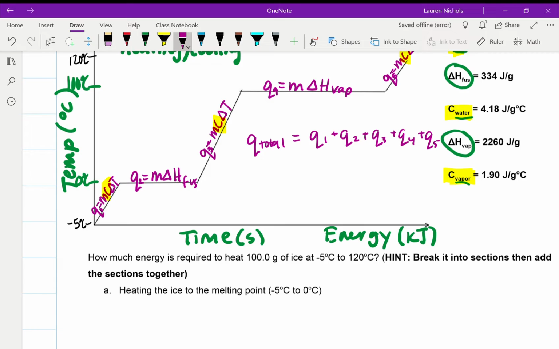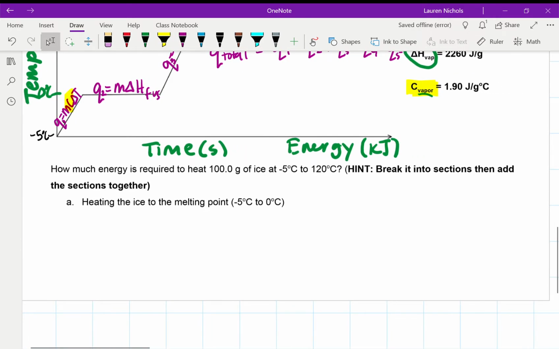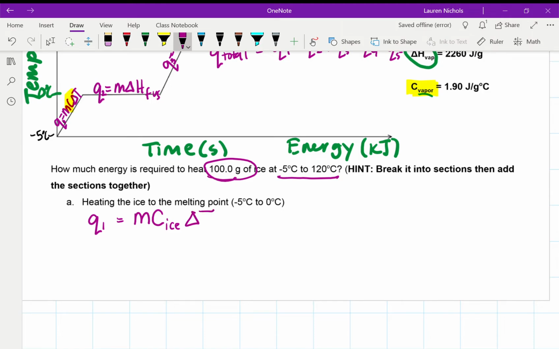So if we wanted to do this sample problem here, we've got the mass of our ice, and they want us to go from -5 to 120 degrees Celsius. So we would do segment number 1. Q1 is equal to the mass times the specific heat of our ice, because we know it's a solid at that point, times our change in temperature, which our delta T for this segment would be our T final minus T initial, which is 0 degrees minus -5 degrees Celsius. And when you subtract a negative, it turns positive. So our delta T is 5 degrees.